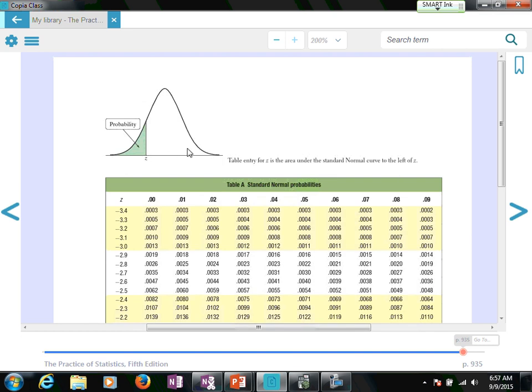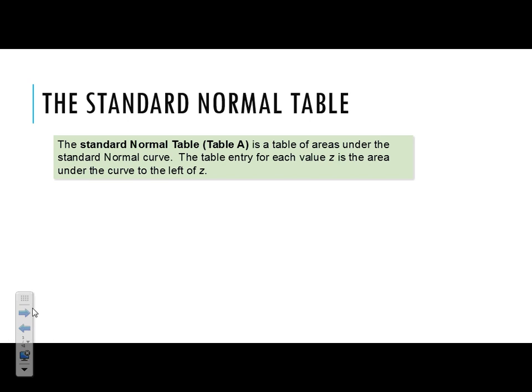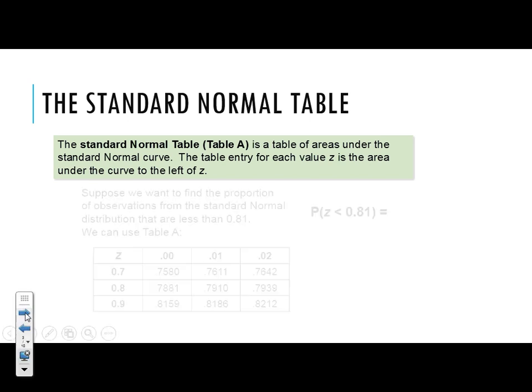But the key that we need to remember here, again, is that this table represents all values to the left of z. So let me pull my PowerPoint presentation back up here. So let's show you an example of how we can utilize this table, all right?